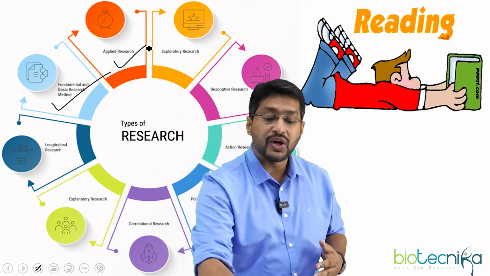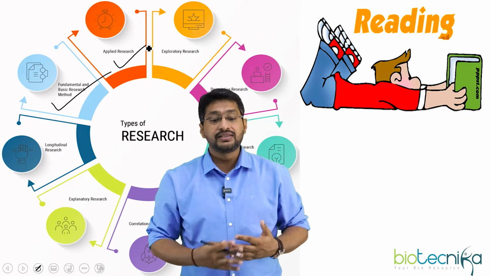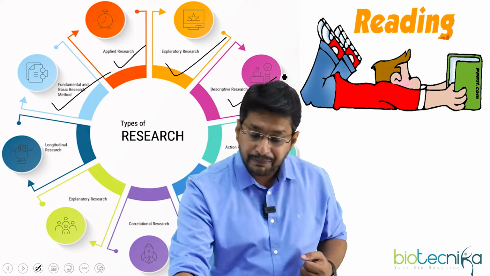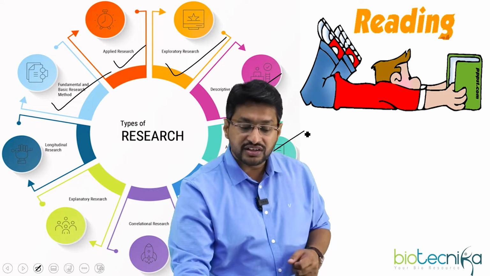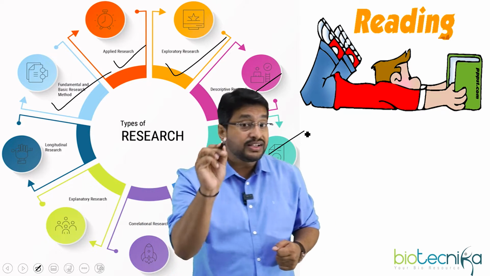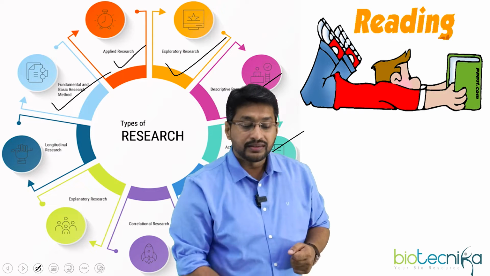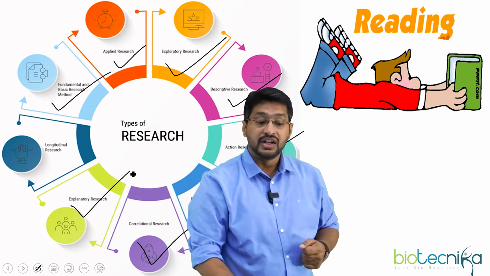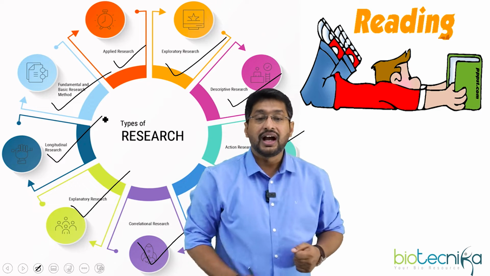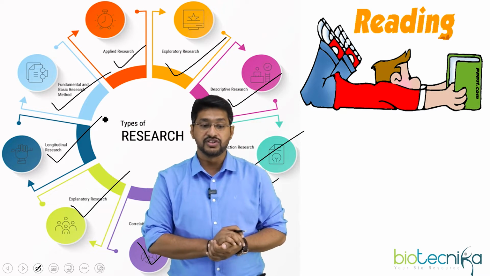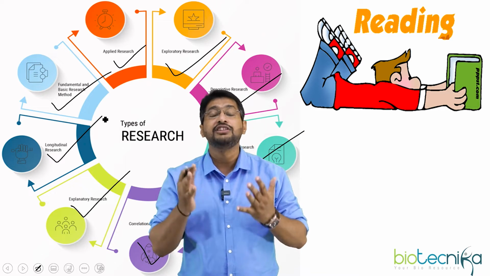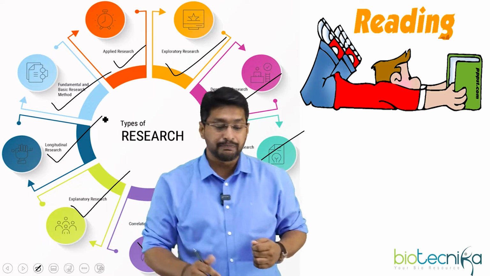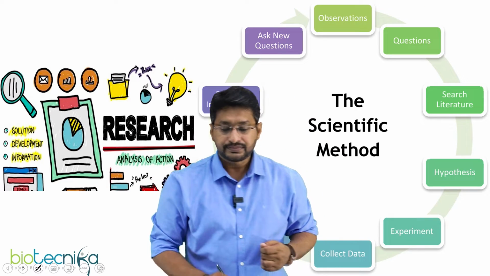The next one is applied research. The third one is exploratory research. Then you have descriptive research, then action research, then very importantly, policy-oriented research. Then you have correlational research, then explanatory research, then longitudinal research, and finally clinical research. So all these are the various phases or categories of research in which one can publish their research article.